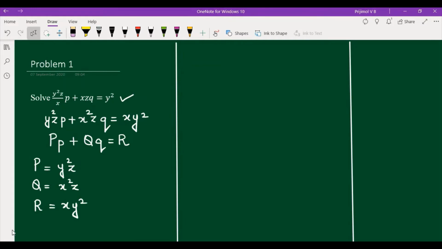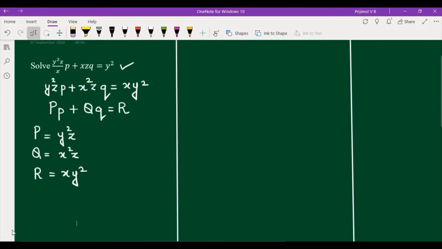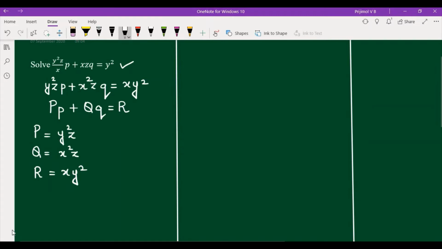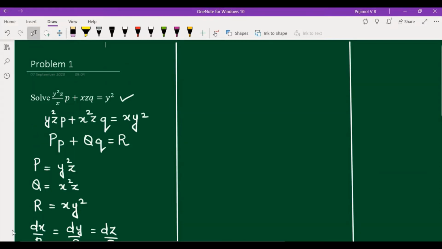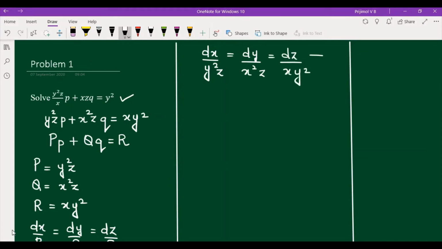Yes, after writing P, Q, R, you have to write down the auxiliary equation. The auxiliary equation is dx by P, dy by Q, dz by R. Now substitute all P, Q, R in this auxiliary equation. So our equation will be dx by y²z, dy by x²z, dz by xy². Yes, you can call this equation 1.